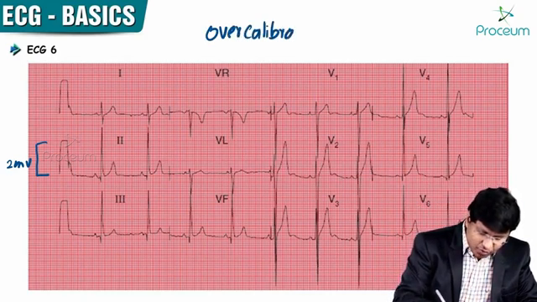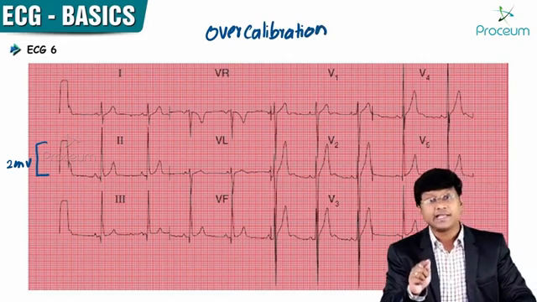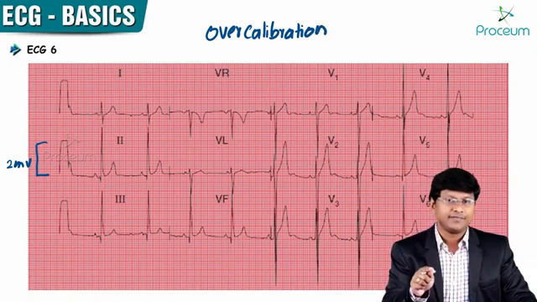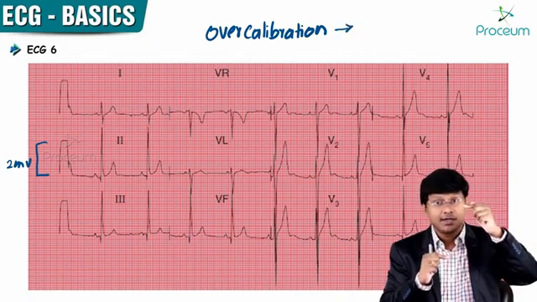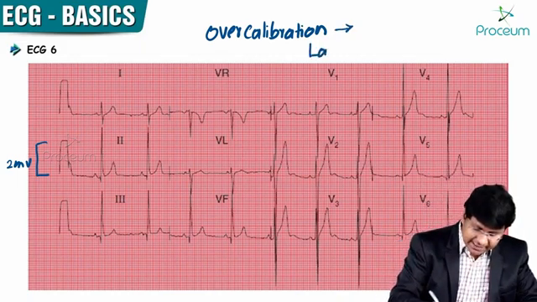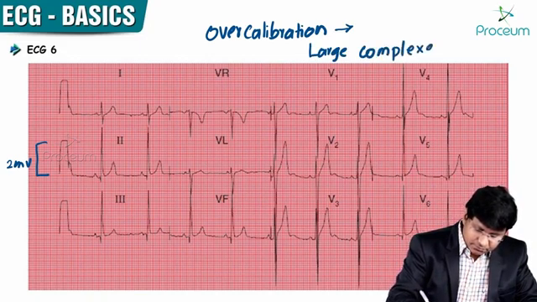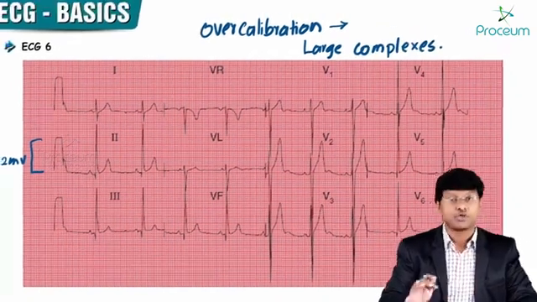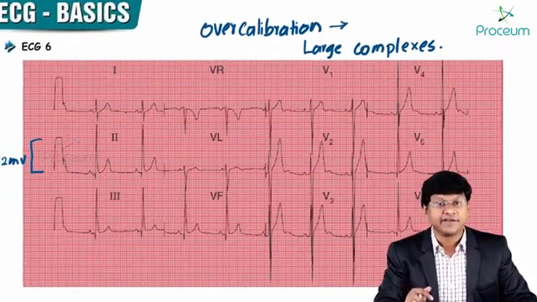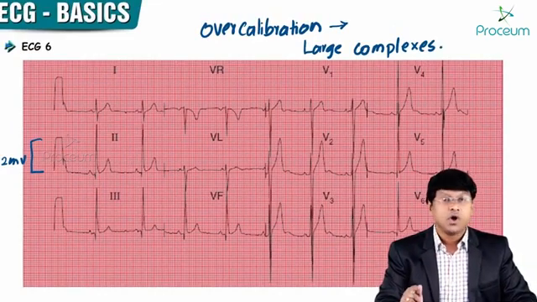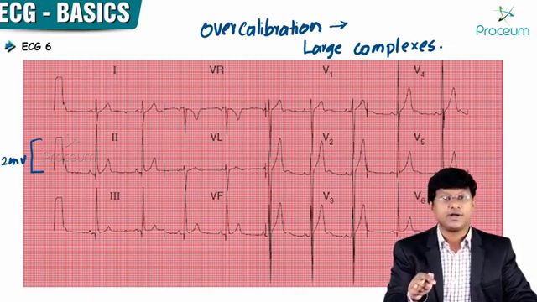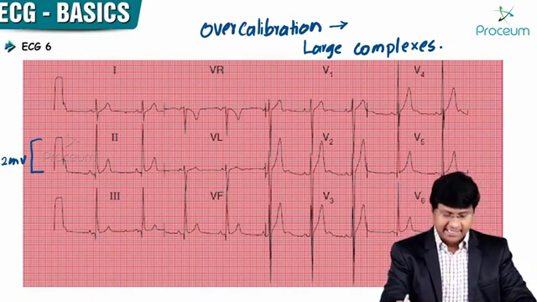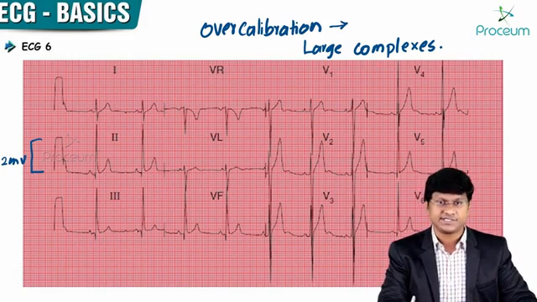So what will you have in over calibration? In over calibration, you will have high amplitude, or you will have large complexes. This is the effect of over calibration. All the complexes are large compared with an ECG recorded with the correct calibration. That is what you will have in case of an over calibrated ECG.